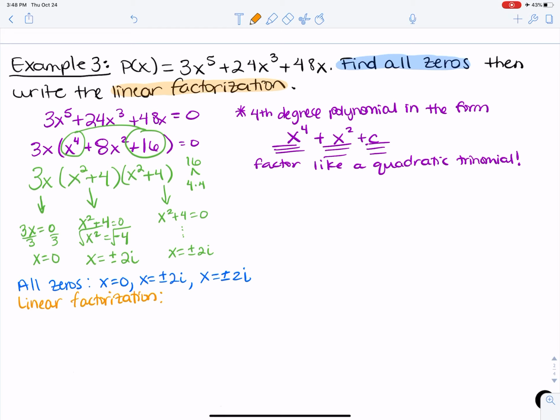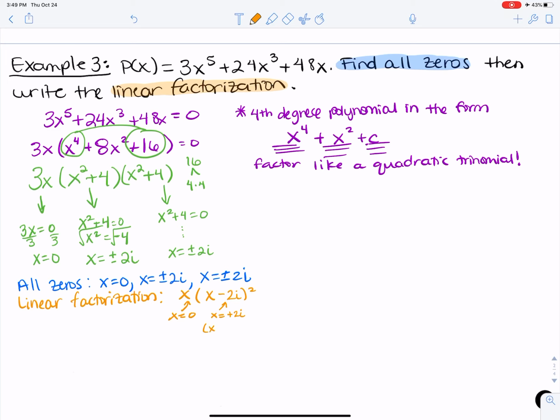I should abbreviate that LF again. All right, so for the x equals 0, we write that as a factor, and it's literally just x. There's no plus or minus anything because that's 0. And then for the x equals plus 2i, let's do that one step at a time. That is technically going to be x minus 2i squared, and that is for x equals positive 2i. And I'm squaring it because I end up with 2 of them.